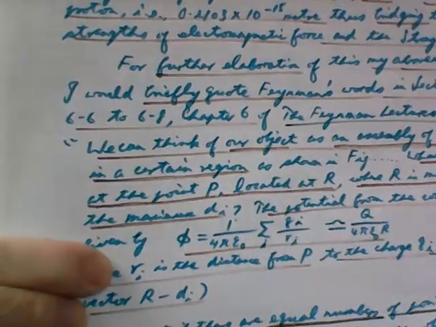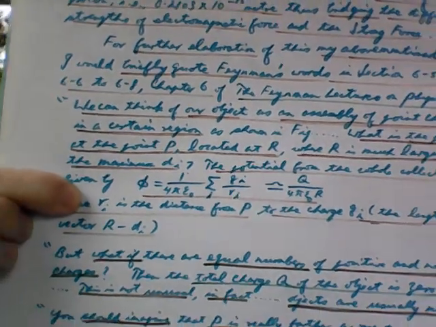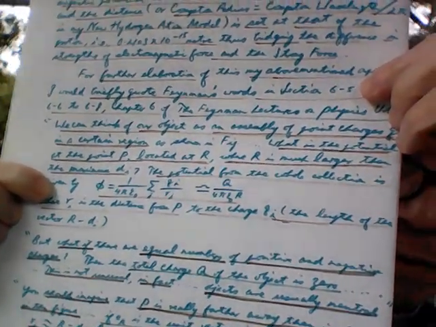And Professor Feynman said the potential from the whole collection will be phi, given by phi equal to 1 over 4 pi epsilon naught sigma i Qi divided by Ri, and is possibly equal to Q over 4 pi epsilon naught R. Ri is the distance from P to the charge Qi, and this is the length of the vector R minus Di.